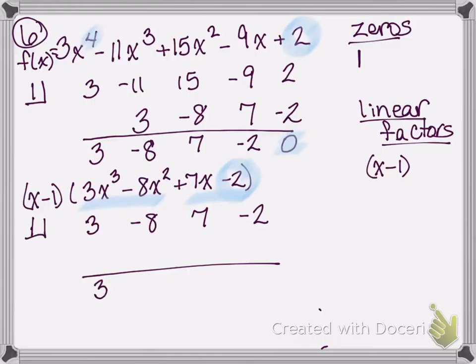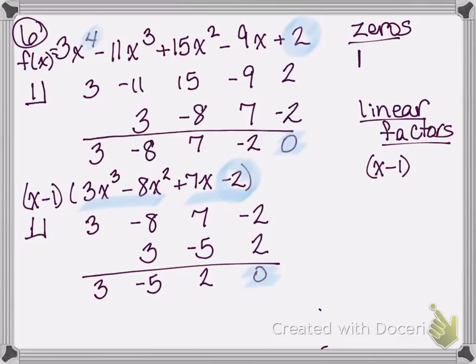I bring my 3 down. 1 times 3 is 3. Negative 8 and positive 3 gives me negative 5. 1 times negative 5 is negative 5. 7 and negative 5 is positive 2. 1 times 2 is 2. And again, we're in a situation where we have a remainder of 0.